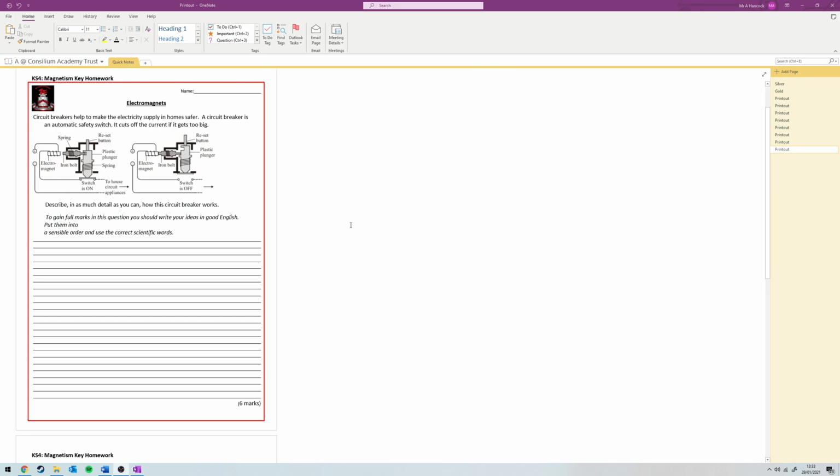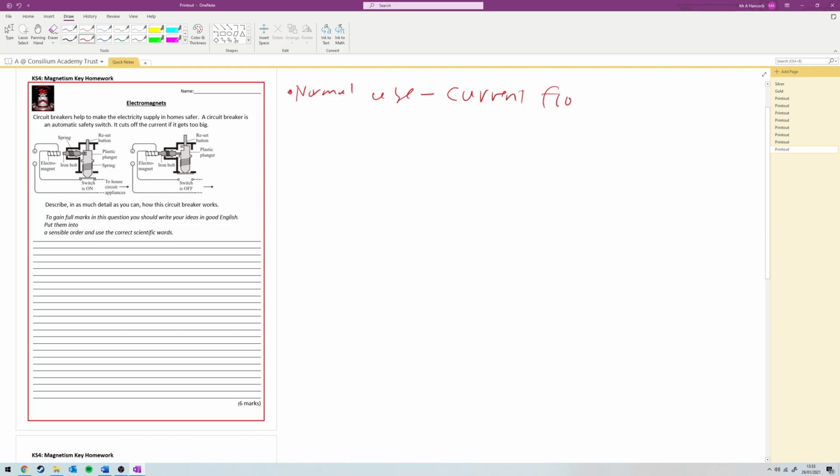So let's have a look at the key homework. Circuit breakers help make electricity safer. Describe in as much detail how this circuit breaker works. Okay, normal use. We'll start with red pen. So normal use, there would be a current flowing through the electromagnet.